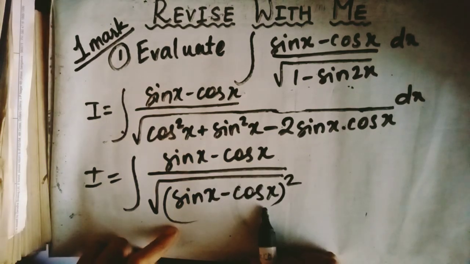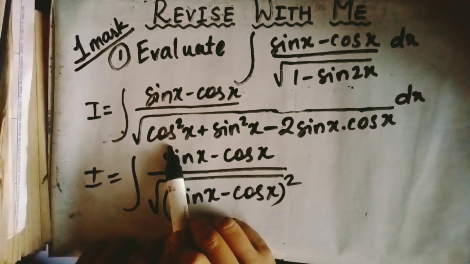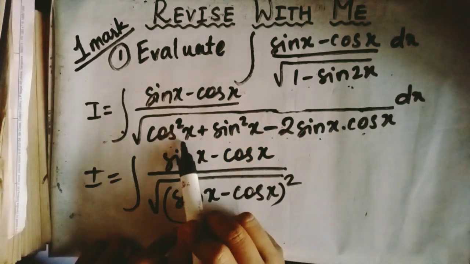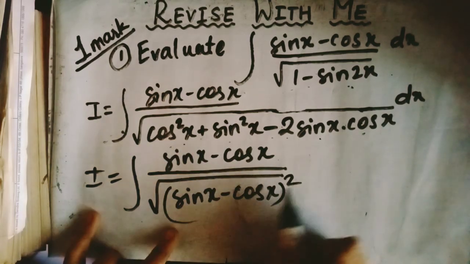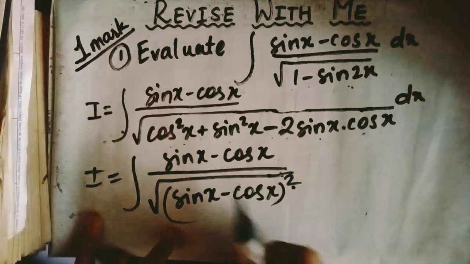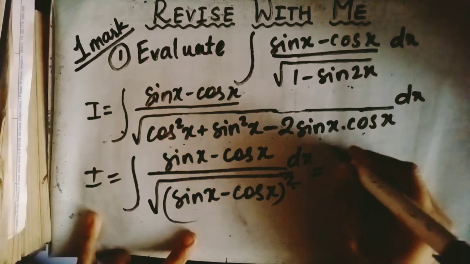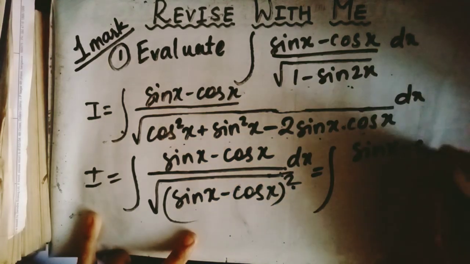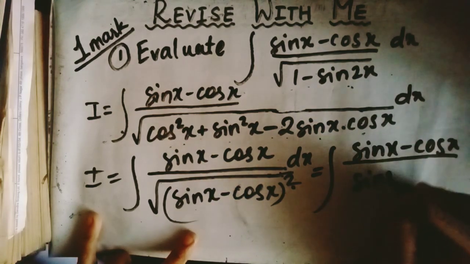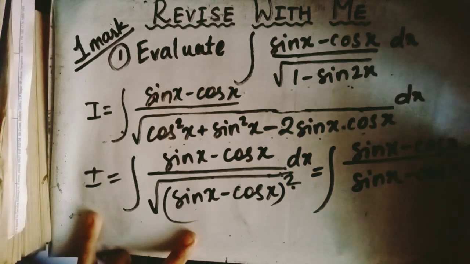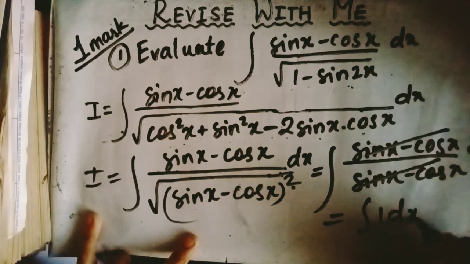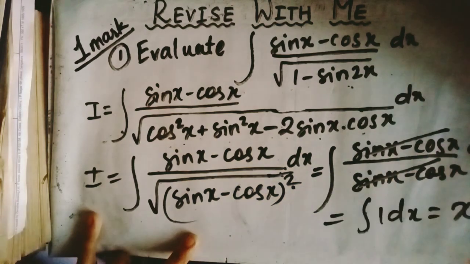If you expand this, you will get sin square x minus 2 sin x into cos x plus cos square x. So this root and square get cancelled, and we get integral sin x minus cos x upon sin x minus cos x dx. This gets cancelled and you will get integral of 1 dx, which is x plus c.